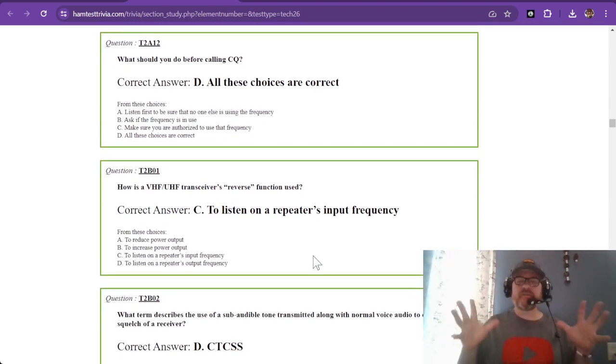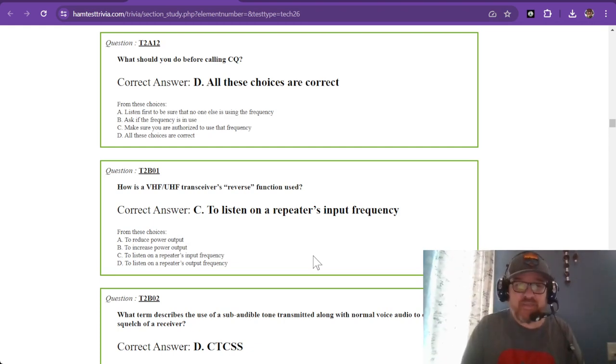What do you do before calling CQ? This is one of the cardinal rules of amateur radio. Listen, listen, and then listen again. Make sure that nobody else is there. Now, when you get down to HF, propagation plays a big part. So if somebody is calling CQ and you can't hear them, doesn't mean they are not there. But these choices, listen first to be sure that no one else is using the frequency. Listen first. Then, after you have listened for some time to verify, you ask, is the frequency in use?